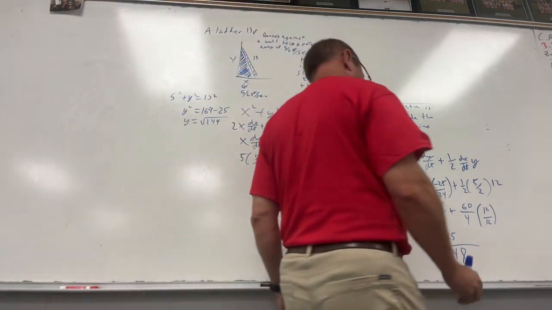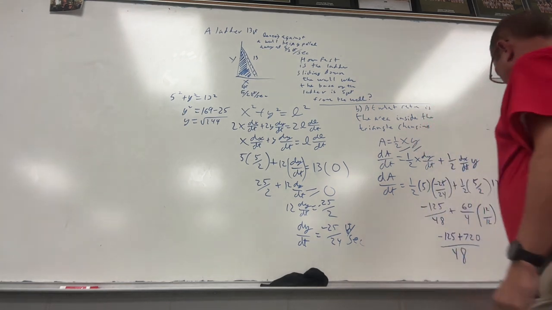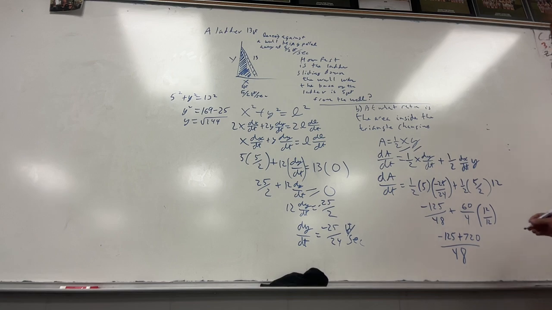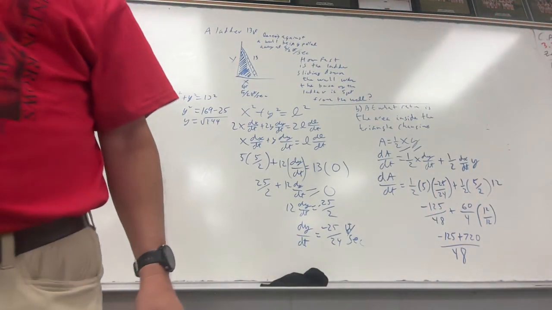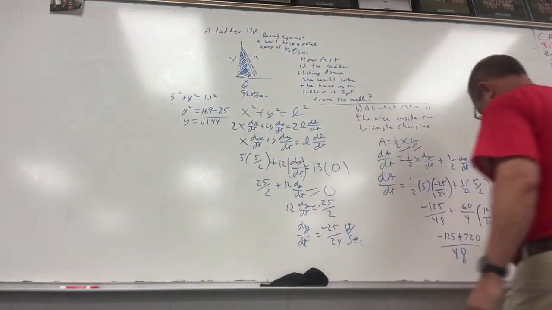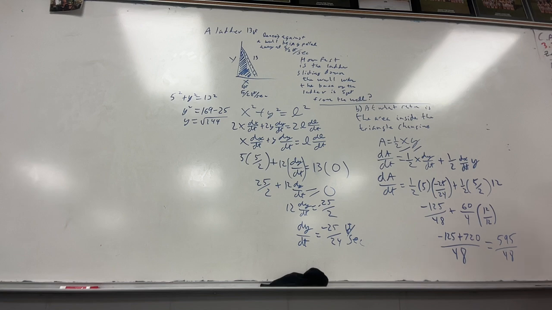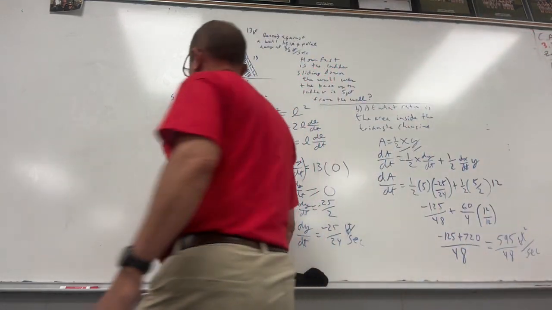720, right? And then 720 minus 125. 595 over 48. And that's going to be areas in terms of what? Feet squared. So it would be square feet per second. So that area is changing pretty fast, and it's actually increasing at that point in time.